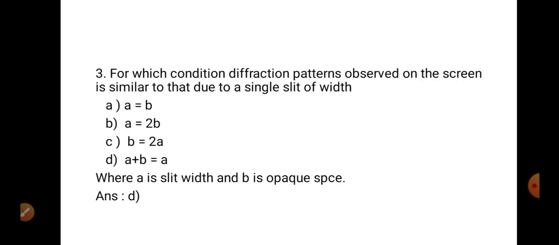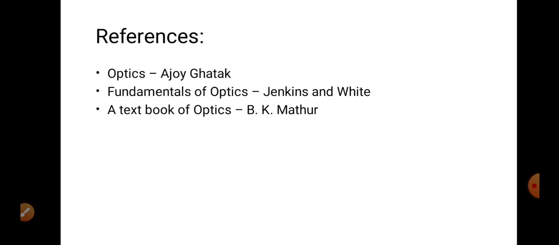So this is about the following session details. For further reading, you can go for three books. One is Optics by Ajoy Ghatak. Second one is Fundamentals of Optics by Jenkins and White. Third one is A Textbook of Optics by B.K. Mathur. Thank you.